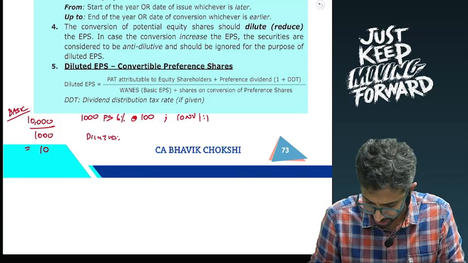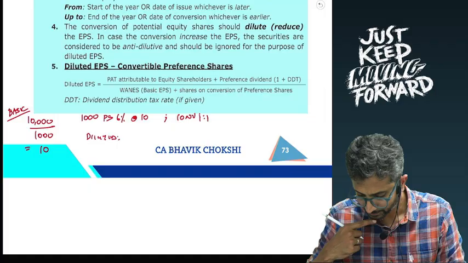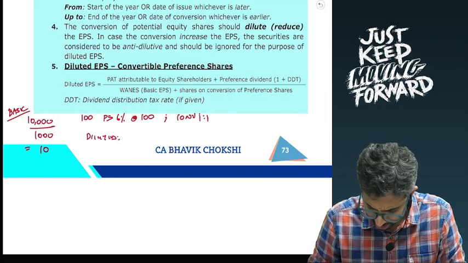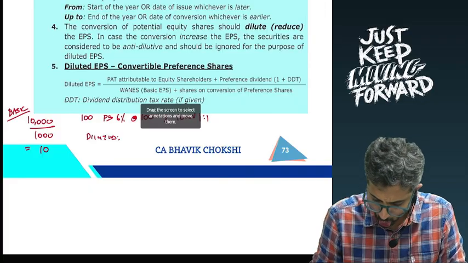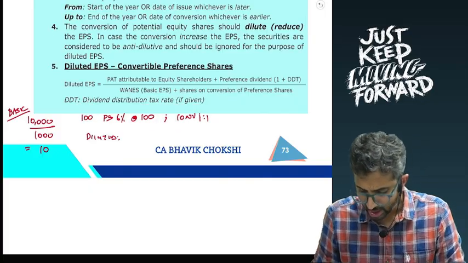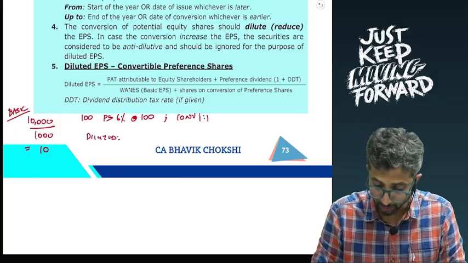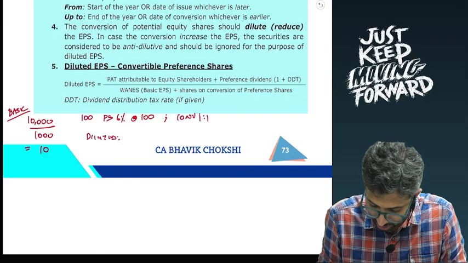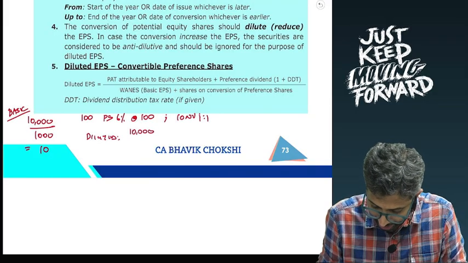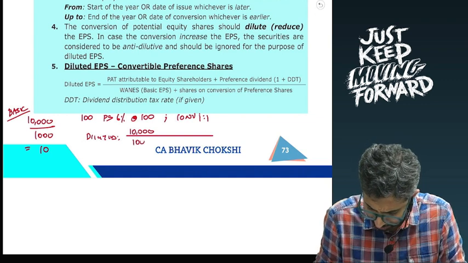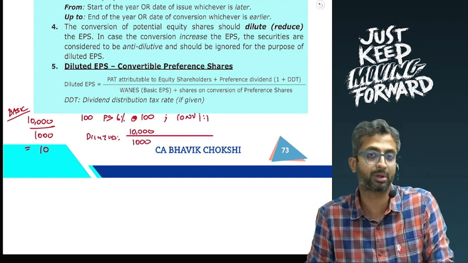Okay, let me just make it 10, or rather let's say these are 100 preference shares of 100 rupees each, and 6% is the coupon. So over here I will start where basic stops. In basic EPS, I will start at 10,000 divided by 1,000 equity shares, but 10,000 is after preference dividend.